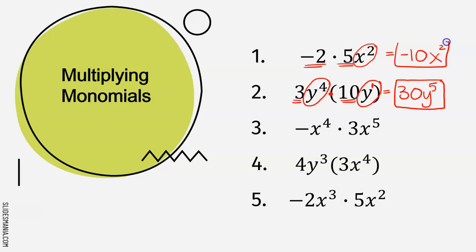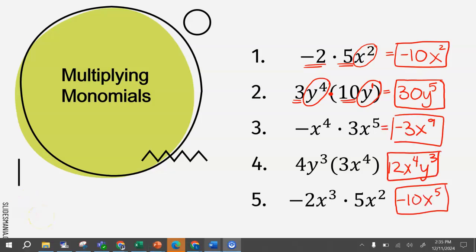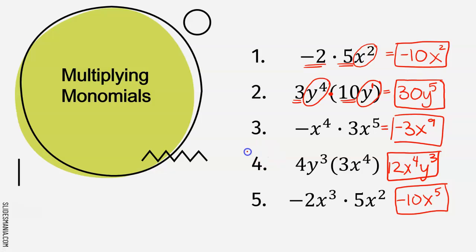Why don't you pause the video and try a few of these on your own and check your answers when you're done. You get these answers: negative 3x to the 9th, 12x to the 4th, y to the 3rd, and negative 10x to the 5th. Usually number 4 is the one that people have the most questions on, and just so you know, it would be okay if you had the y and the x reversed. However, usually in math we like to write things in alphabetical order, so the x coming before the y. You cannot add those exponents together because their bases do not match, but you can multiply the numbers.